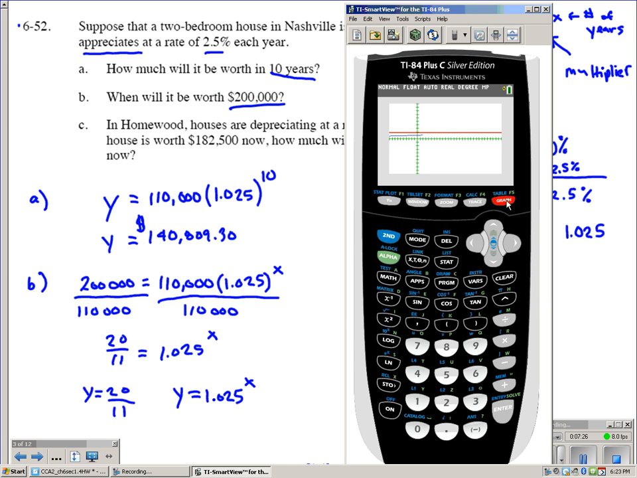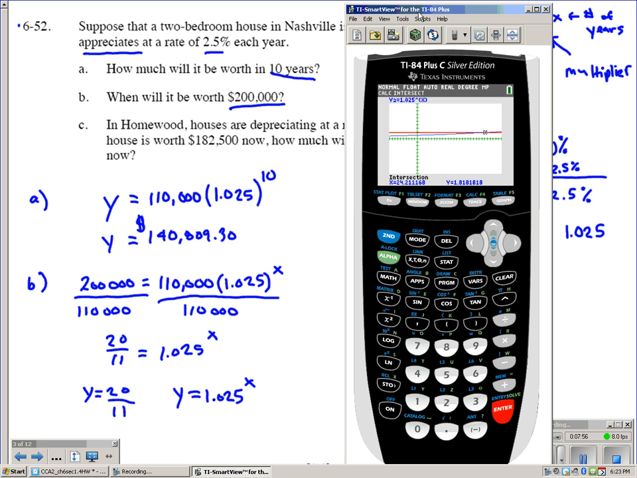You can see that gradual climb. It's real slow, but it is going up there. Looks like it's going to cross somewhere in here. So let's go ahead and find the intersection point. Second trace, number 5. Enter, enter, enter. And it says our intersection point, x is going to be about 24.21. So that means about 24 years.